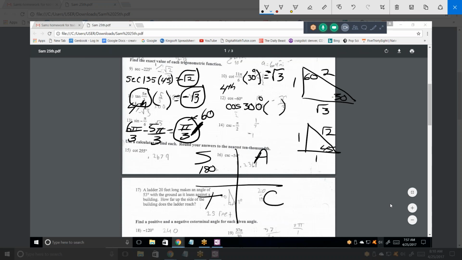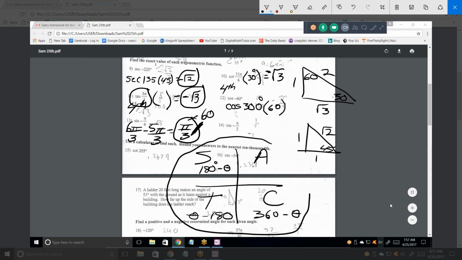This is 180 minus theta. This is 360 minus theta. And this one is theta minus 180. Those are the three formulas you use to figure out the reference angle. So we're in the fourth quadrant, so it's 360 minus 300. The equivalent reference angle is 60 degrees. That's the way you do it. Okay. So if you're going to memorize something, definitely memorize that. That allows you to use this technique.